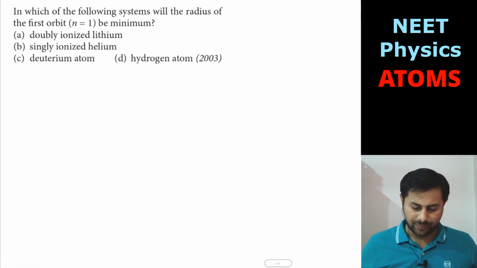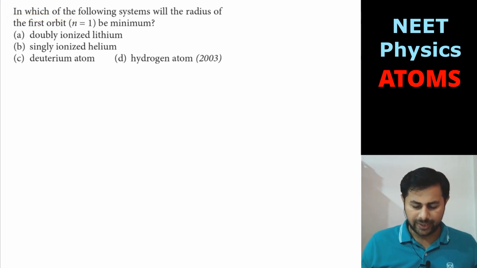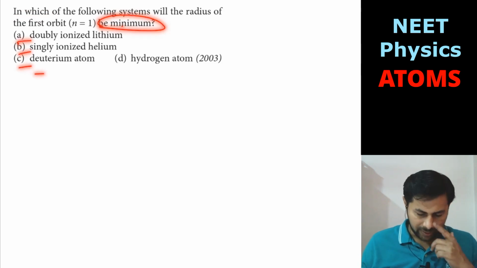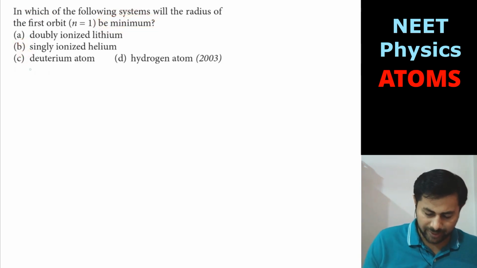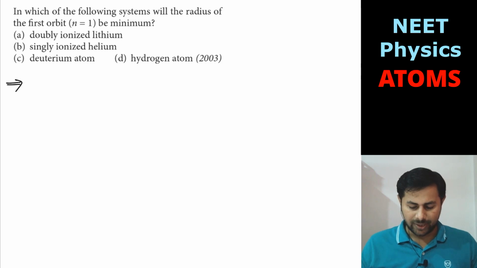Let's see the next one. In which of the following systems will the radius of the first orbit be minimum? Okay, the radius of the first orbit will be minimum in one of these. Which one of these? Tell me. Doubly ionized lithium, singly ionized helium, deuterium, and hydrogen atom.